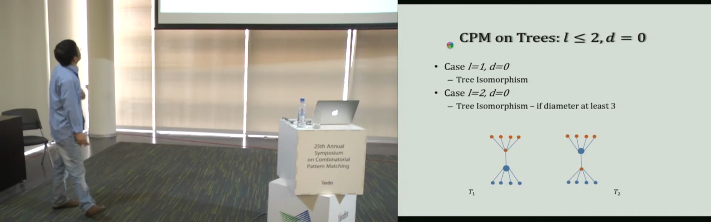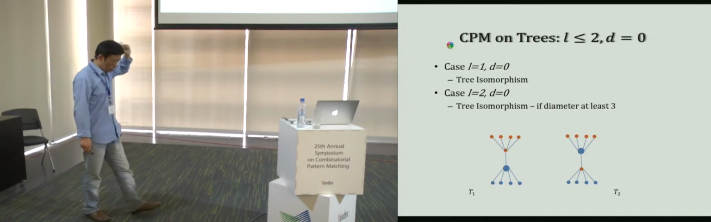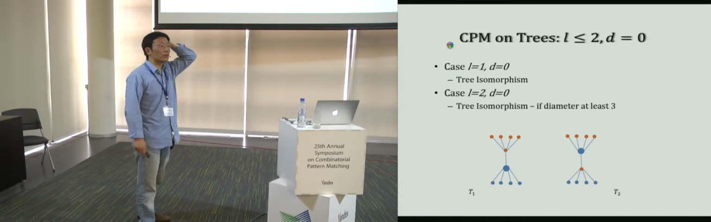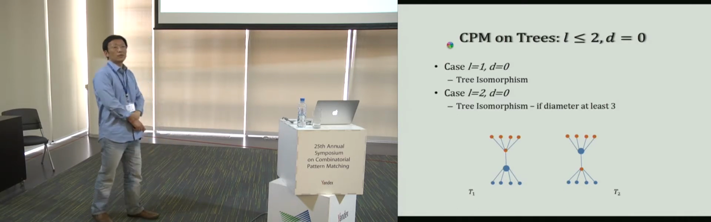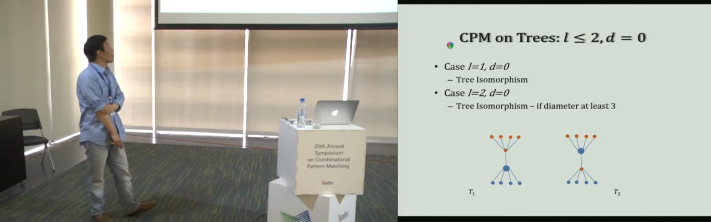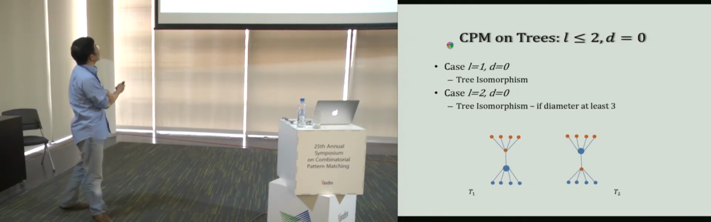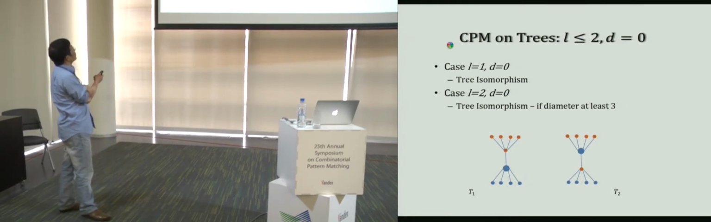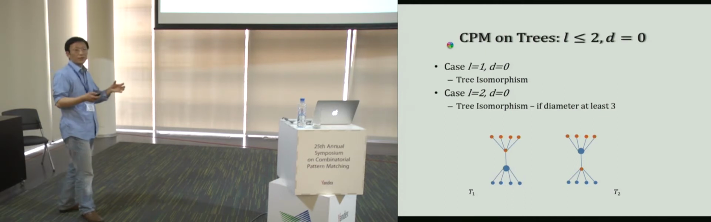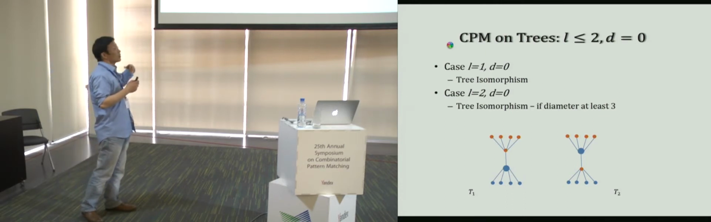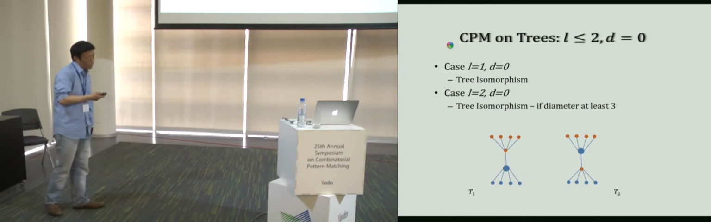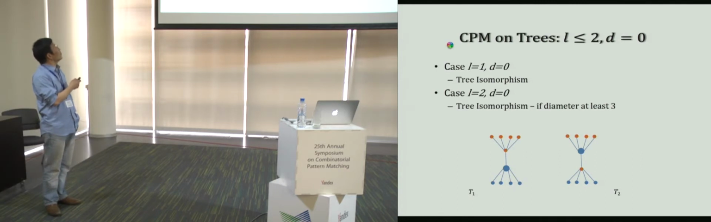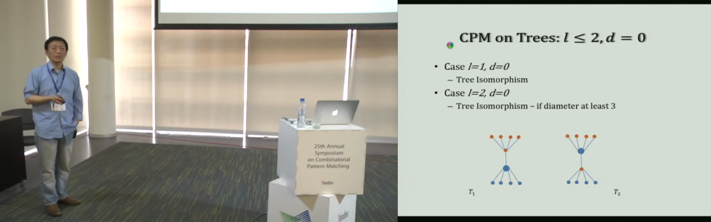The simplest case is that L is equal to 1, D is equal to 0. This is actually the same problem as the tree isomorphism problem. A bit trickier is L equal to 2, where we consider vertices which have distance 2, and D is 0. Here, we can prove that it's almost the same as the tree isomorphism problem.